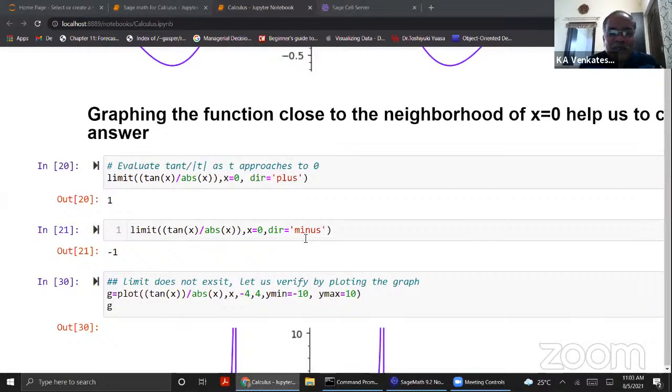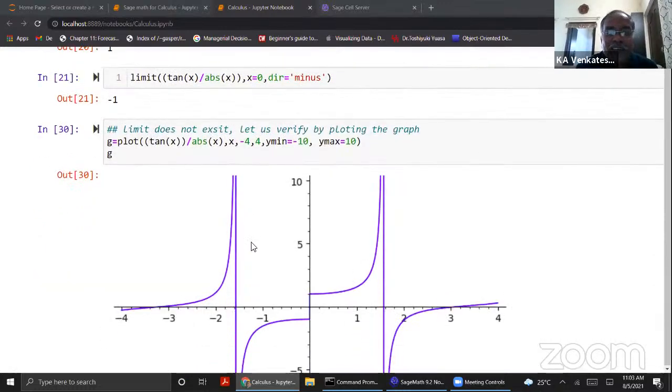Okay, right. So when you look at this function, tan x by absolute x, again the limit does not exist. So obviously 1 and minus 1. When you do this graph, the previous one was much easier to convince the students. Here, if you look at it this way, the graph is like this.